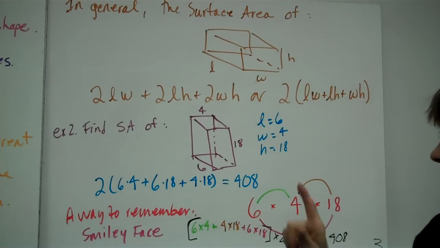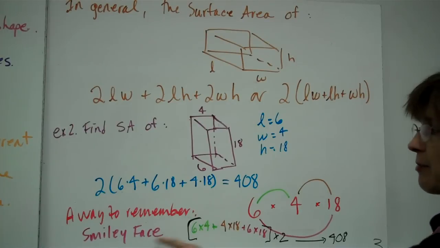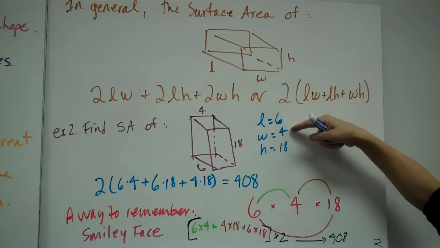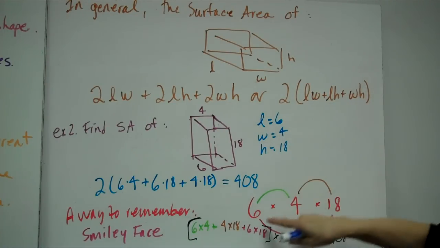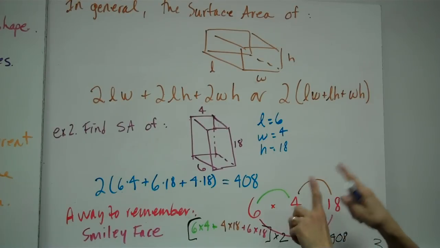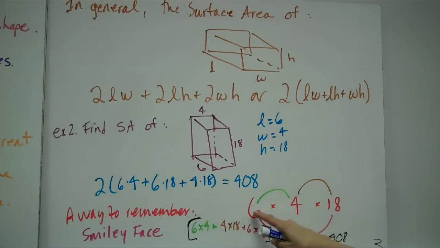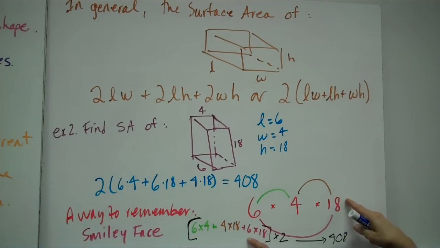All right? An easy way to think about it is a smiley face. If you put all 3 dimensions, length, width, and height, and you make a smiley face out of it, meaning I say 6 times 4, I write that down, plus the 4 times the 18, write that down, and then the 6 times the 18, that's the mouth part. When I do all those, add all those products together and double it, then I get my answer. So a smiley face is kind of an easy way to do it.